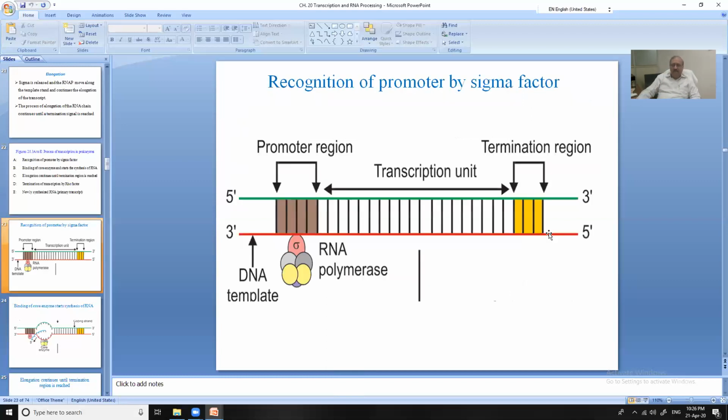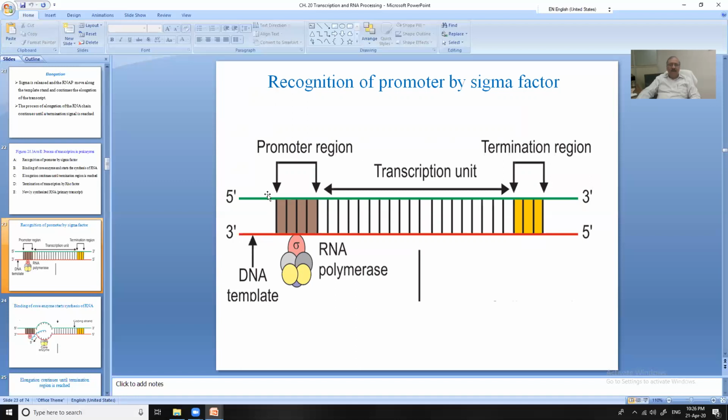You see, this is the recognition of promoter by sigma factor. It is RNA polymerase. It is DNA sequence. DNA means it is a DNA which has to be transcribed, and this is the coding strand of the DNA in 5' to 3' direction. It is the coding strand and it is the transcription. Okay, so RNA polymerase will bind, and it will start biosynthesizing.